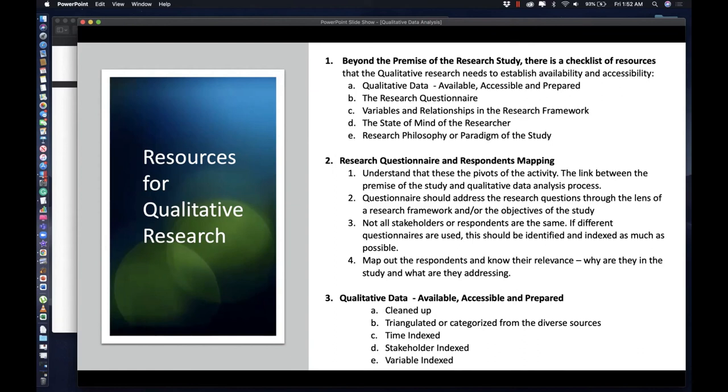The state of mind of the researcher. Somebody asked the professor, why would you put state of mind on the researcher? Because sometimes when your mind is open to receive information and you're about to do the qualitative data analysis, it is easier for you to identify networks of relationships, links between variables. It's easier for you to do the summarizing and the categorizing of the data.